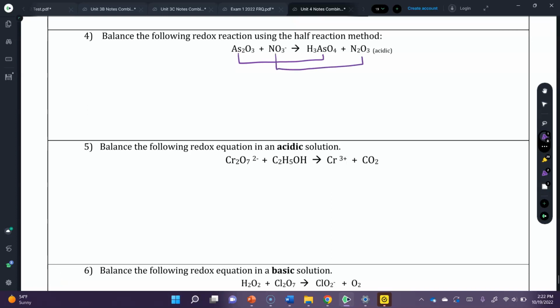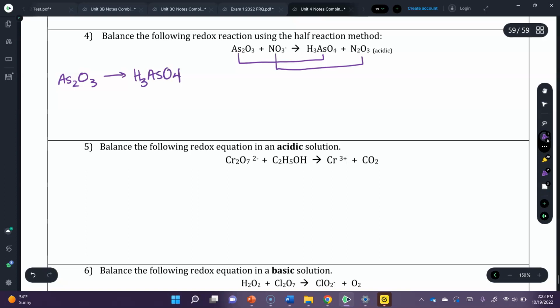So first we have As2O3, and it is going to change into H3AsO4. And then our other half reaction is going to be the nitrate ion changing into dinitrogen trioxide. Okay, quite obviously these are not balanced, so we are now responsible for balancing them.